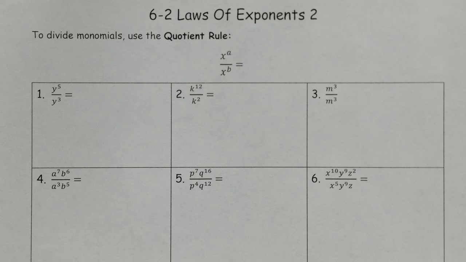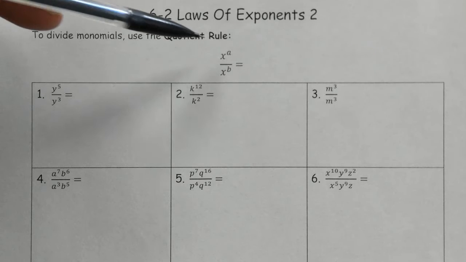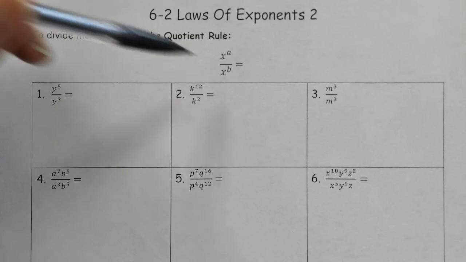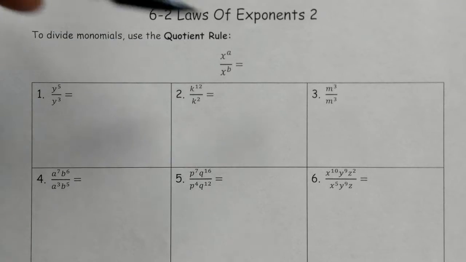Okay, now in this section 6-2, we're looking at laws of exponents part 2. And in this section, we're going to utilize what is known as the quotient rule. Okay, so last time we looked at what happens when you multiply two expressions with exponents by each other. But now we're going to see what happens when you divide them out.